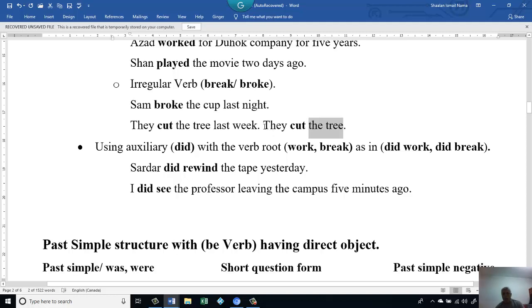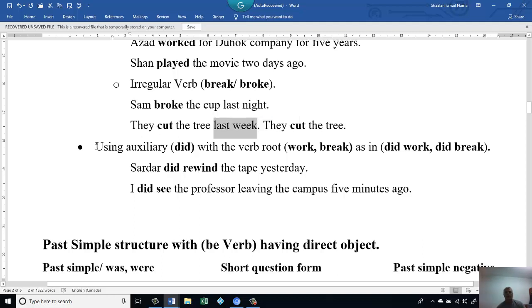The best way to solve this problem is to add an adverb of time so that we know it happened in the past. For example, they cut the tree last week. Then we know it happened in the past because we have the time frame here that tells us this happened before now, meaning last week.